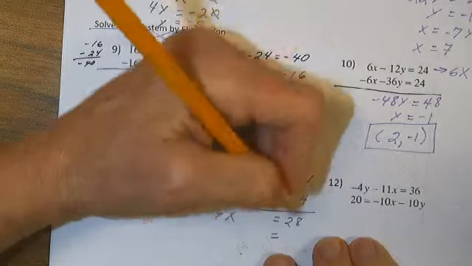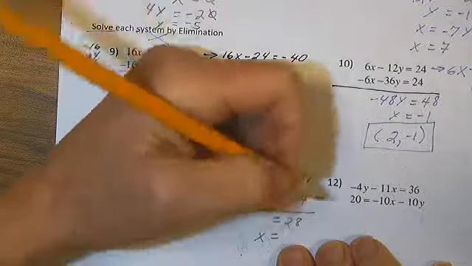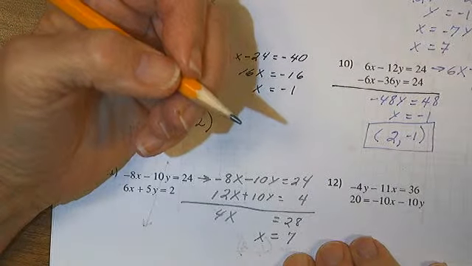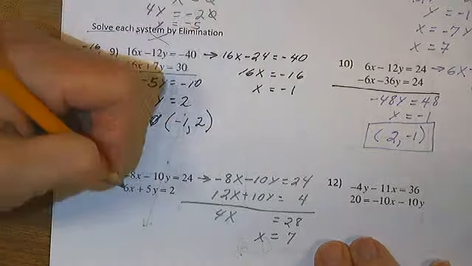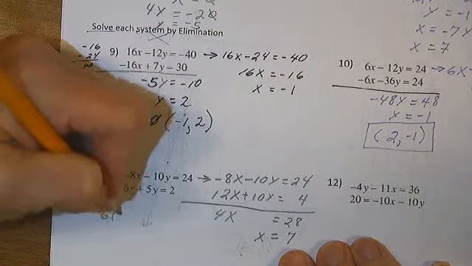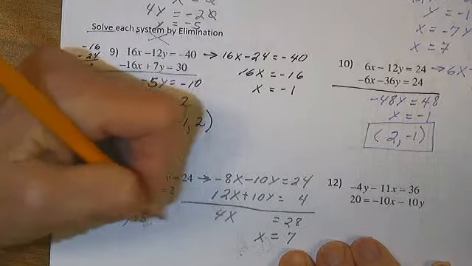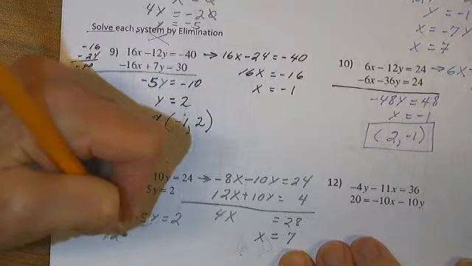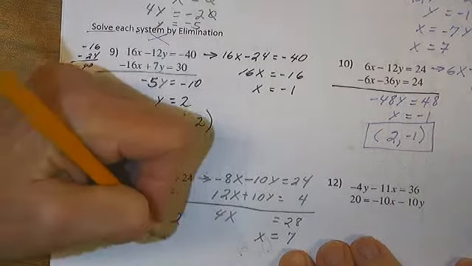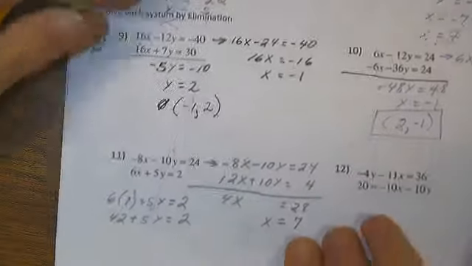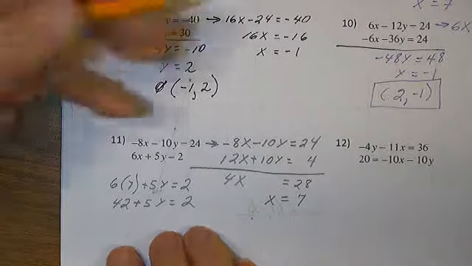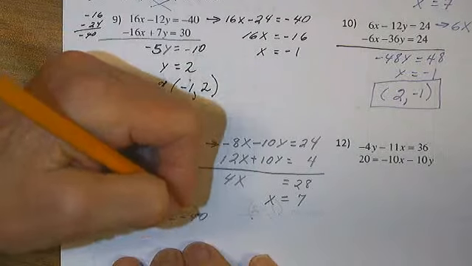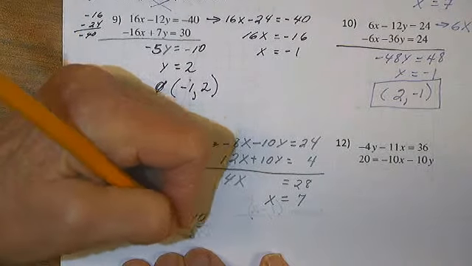If 4x is equal to 28, then x equals 7. All right. Am I done? Half done. 6 times 7 plus 5 times y equals 2. 6 times 7 is 42 plus 5y equals 2. Subtract 42 from each side. 5y equals negative 40. y equals negative 8.